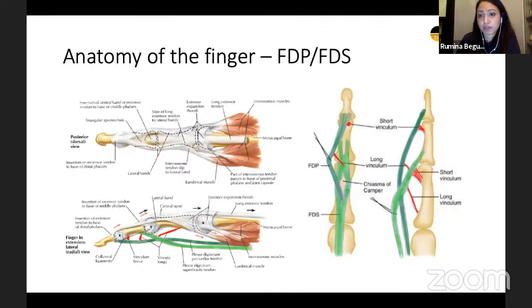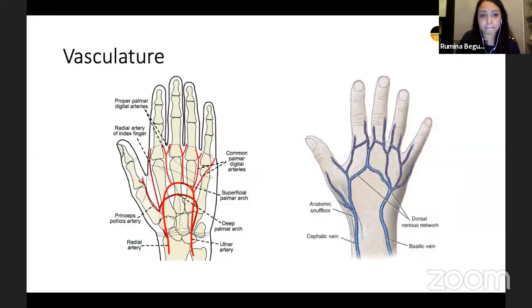The function of the FDP here is DIPJ flexion, and the FDS continues to insert into the middle phalanx, and that causes PIPJ flexion. An important thing to note with the flexor tendon anatomy is where it gets its blood supply or nutrients. It's from these structures called vinculum, and they're found at various points along the tendon. Again, very crucial with regards to tendon injury or tendon healing.